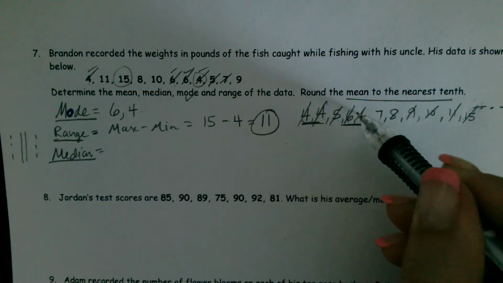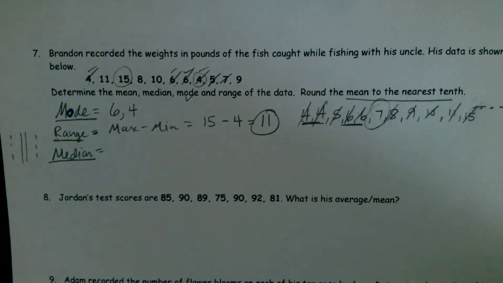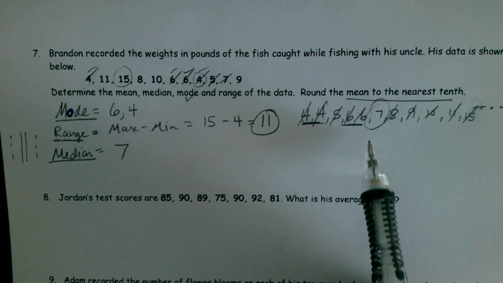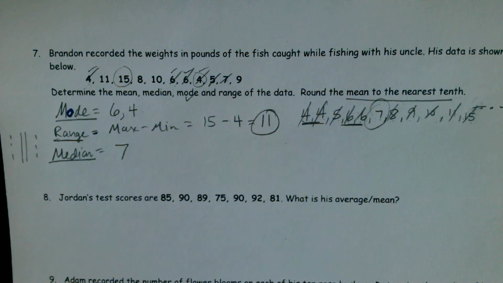1, 2, 3, 4, 5. 1, 2, 3, 4, 5. So our middle is 7. So our median is 7. I've got 5 on each side, 7's in the middle.